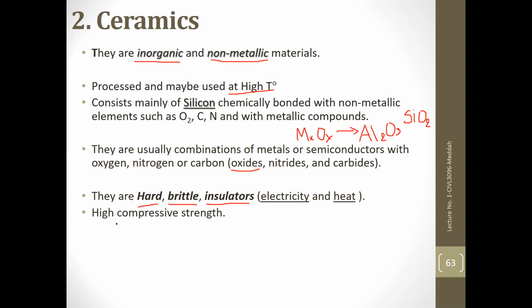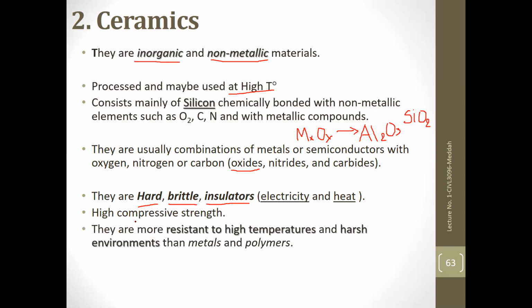They also usually have good compressive strength because they are hard, so they are somewhat strong also. And they can resist high temperature and harsh environments better than metals and polymers. I will just give you an example. If you want to put your food in an oven at high temperature, what do you usually use? You use metal or a ceramic plate. Usually a ceramic plate is used.